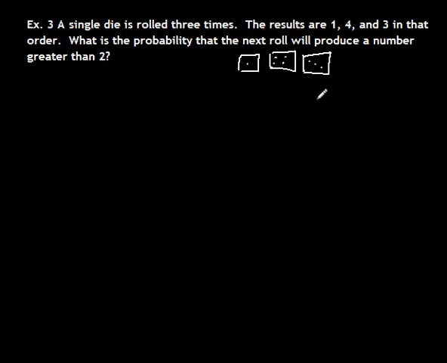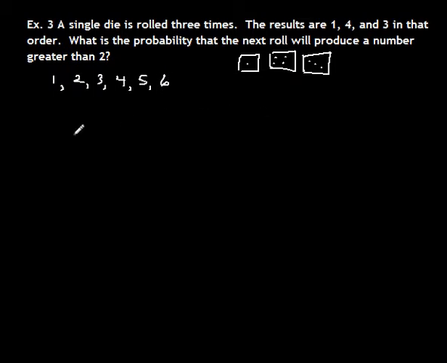Okay, this is getting a little bit more complicated. First of all, these are independent events. Every time you roll a die, it doesn't depend on what happened before. If you roll a 1, the 1's not going to disappear from the die, it's still going to be there. So we want to figure out what's the probability that the next roll will produce a number greater than 2. When you roll a die, you can get 1, 2, 3, 4, 5, or 6.